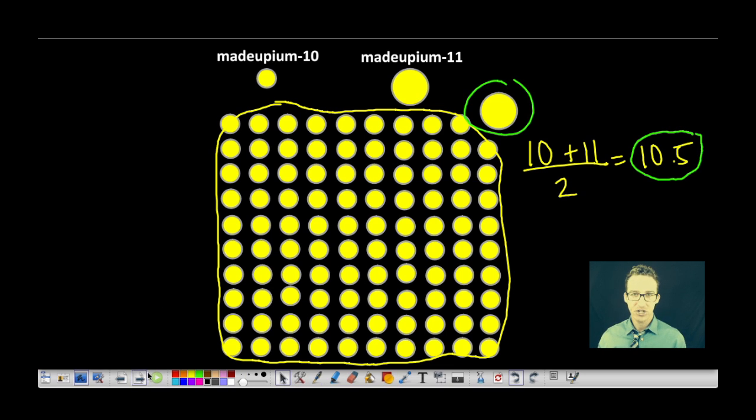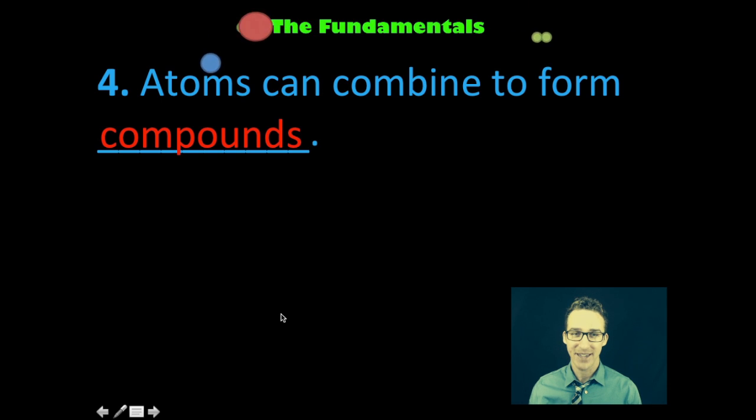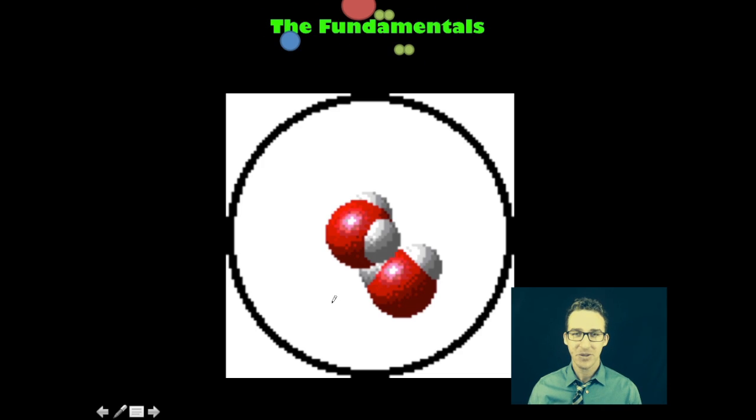Next page! Once you get two or more different types of atoms together, we start forming compounds. As we look at this representation, we've clearly got a compound. We've got two different elements chemically bonded together to form the compound, the red one and the white one.